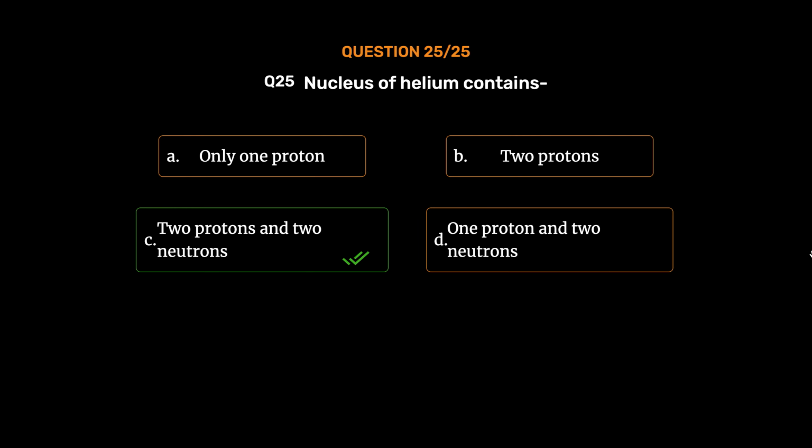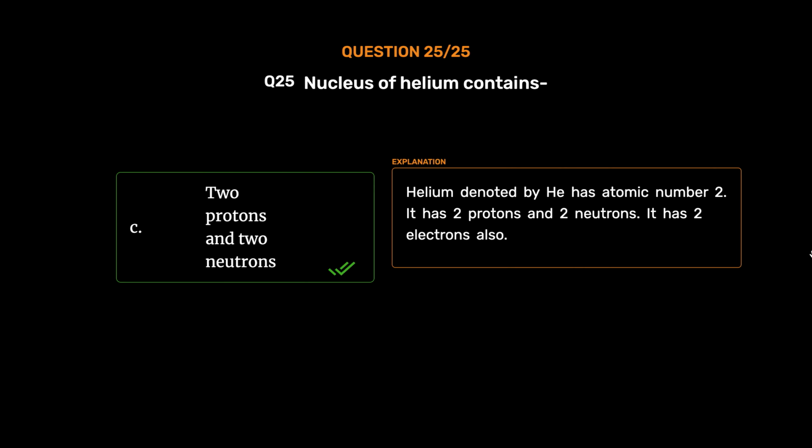2 protons and 2 neutrons. Helium denoted by He has atomic number 2. It has 2 protons and 2 neutrons. It has 2 electrons also.